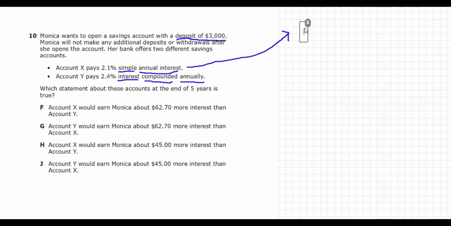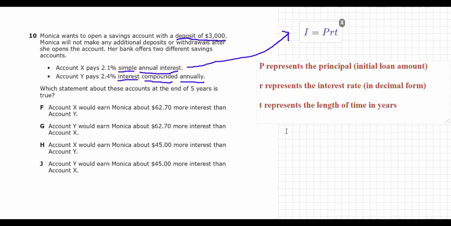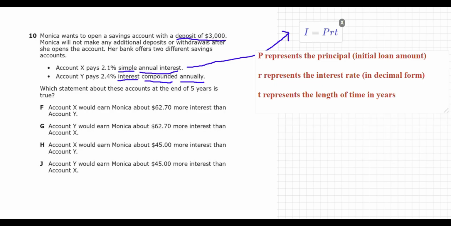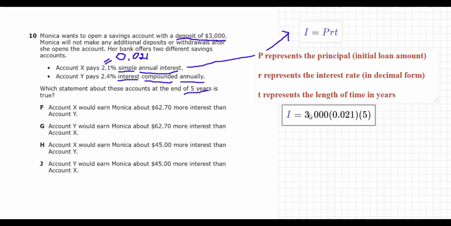Simple annual interest I equals PRT, where P represents the principal, which means the initial loan amount, R represents the interest rate in decimal form, and T represents the length of time in years. Account X pays 2.1%, which means 0.021. So, 3,000 times 0.021 times 5 equals 315.